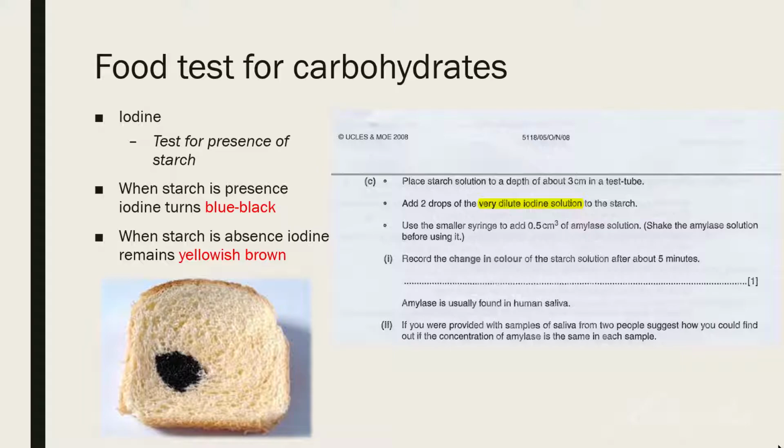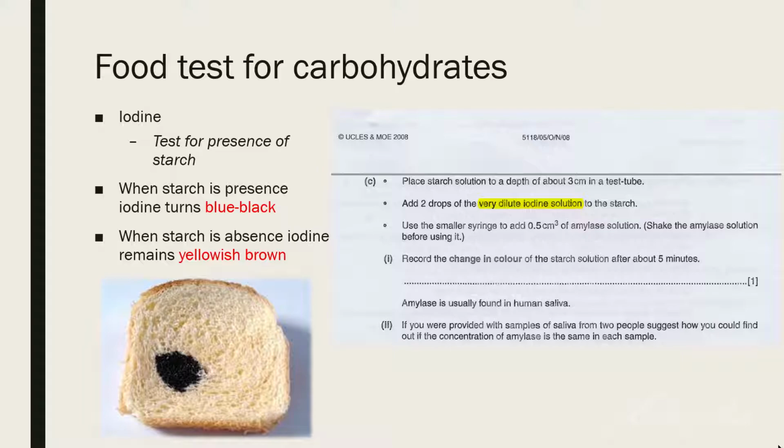In this case, instead of using iodine, they use very diluted iodine solution added to starch. It will still turn blue, but I don't know so much of black. It will definitely turn blue. It will not be yellowish brown. Then they say we add amylase solution to it. You do not need to know amylase solution right now. You will learn it later.